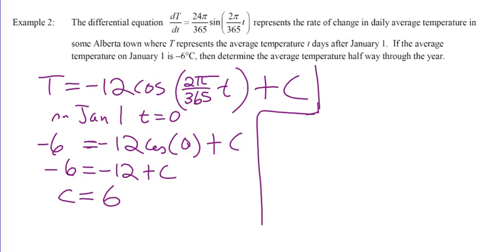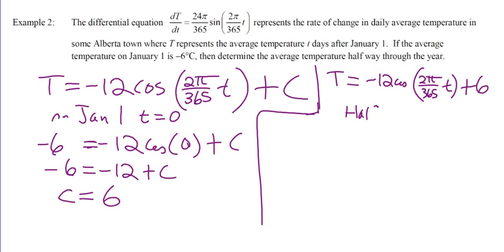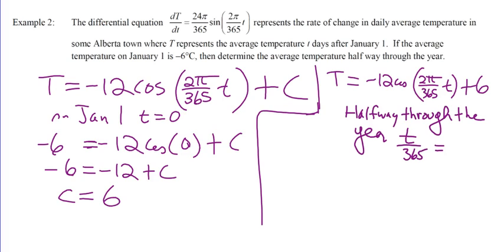It was a numerical response. Okay, so our equation is T is equal to negative 12 cos 2 pi over 365 t plus 6. Now, halfway through the year, what's going to be inside the brackets there? Okay, so let me ask you this. Halfway through the year, just pi. It'll be 365. Yeah, what's t over 365 equal to halfway through the year?